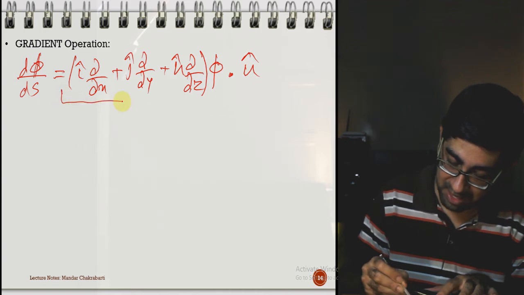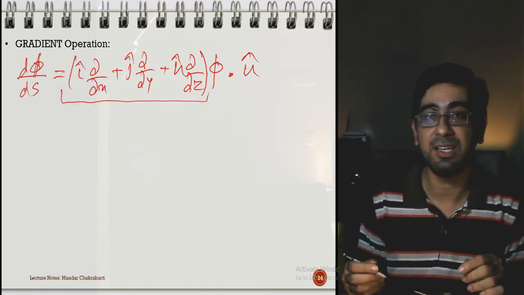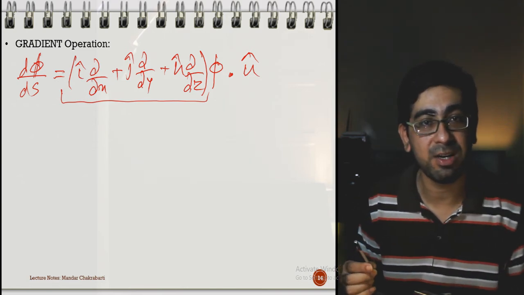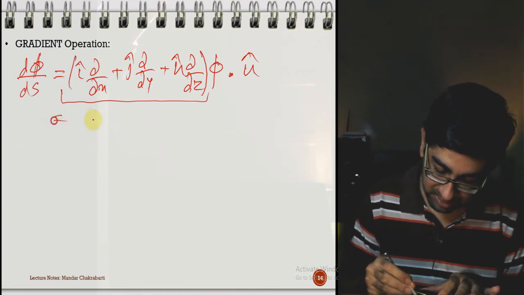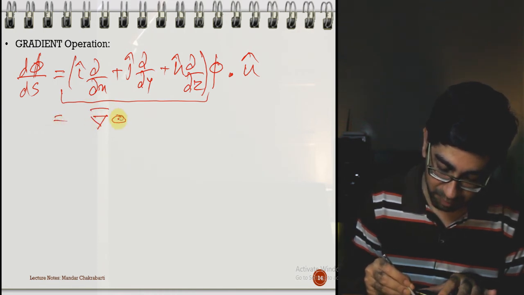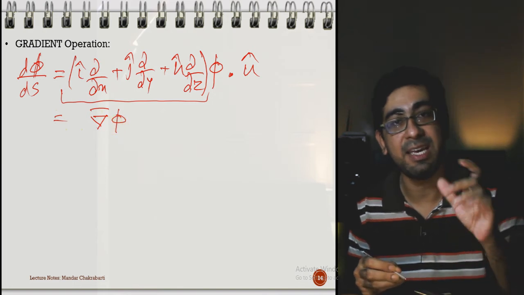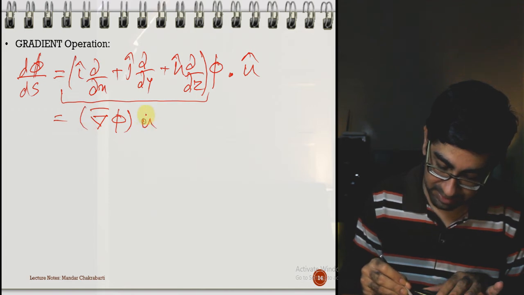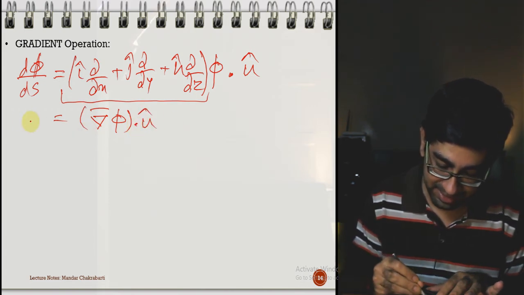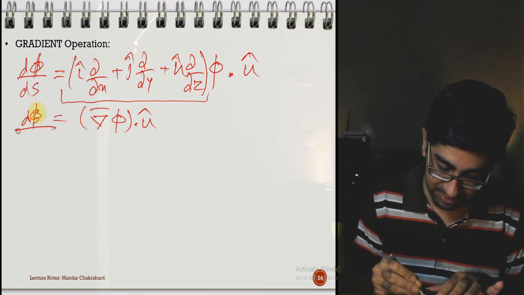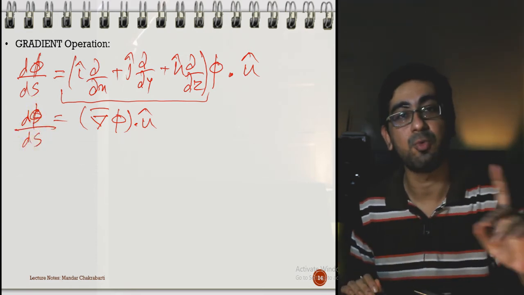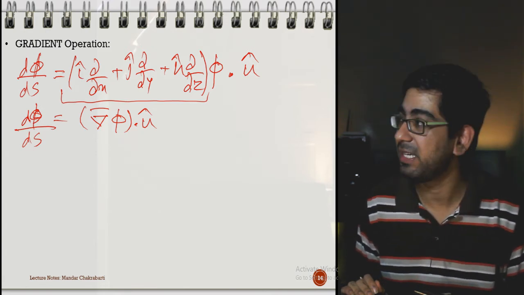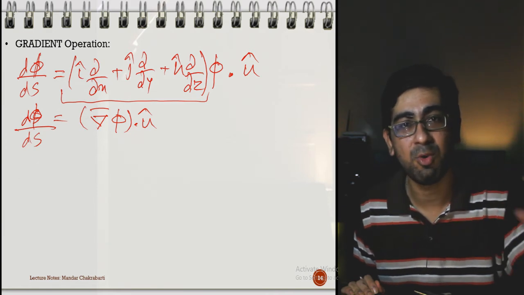And this one that you see over here, this is the del operator, the vector differential operator, right? So, it is the vector differential operator applied on a scalar function dotted with this unit vector. That is the differentiation of that function. What does this mean? Let me give you a little bit more clarity now.